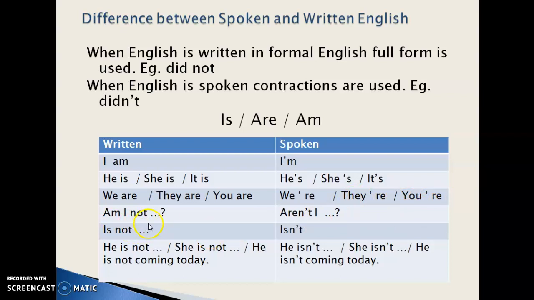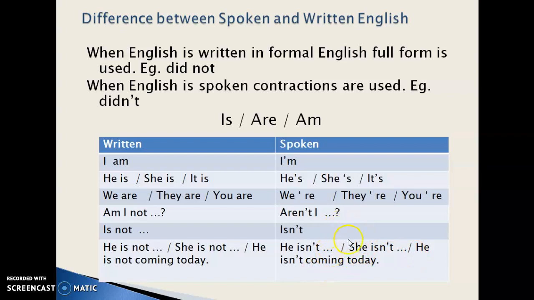Am I not? Aren't I? Is not. Isn't. He is not. She is not. He is not coming today. He isn't. She isn't. He isn't coming today.